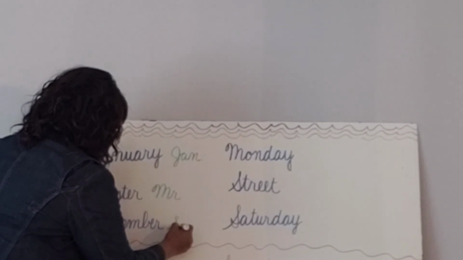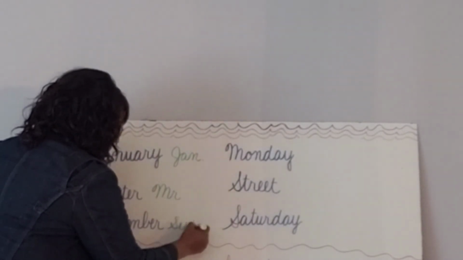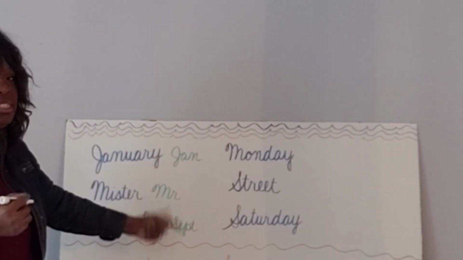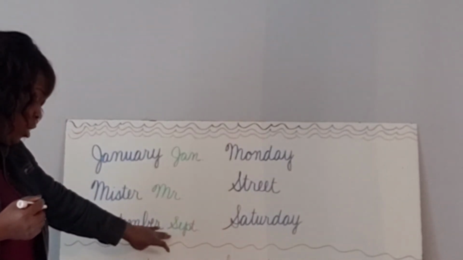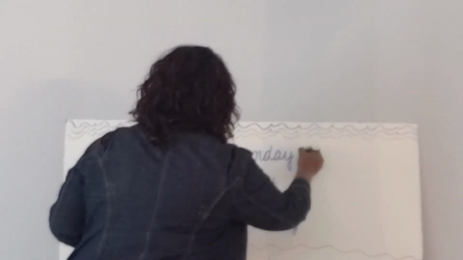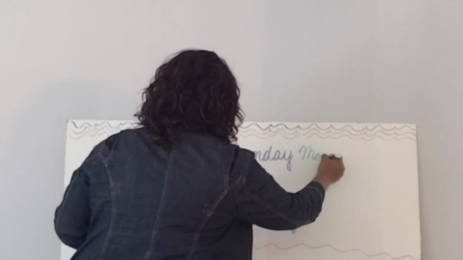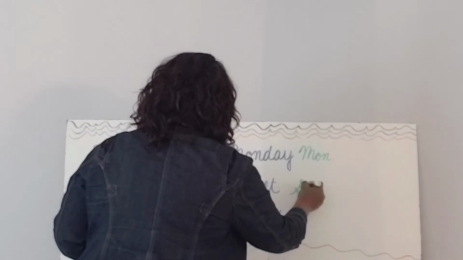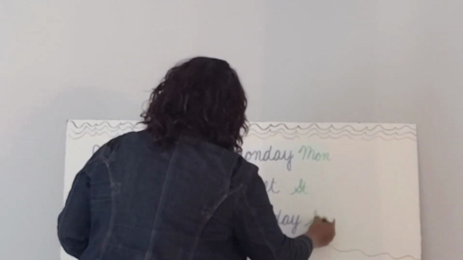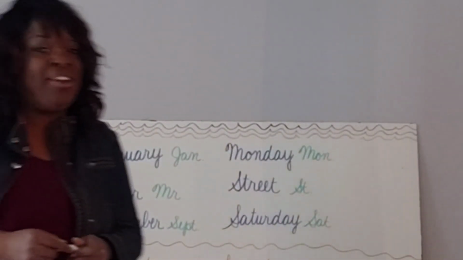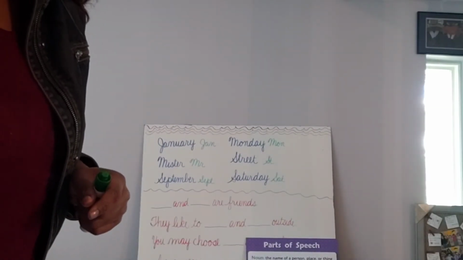Then September, capital S-E-P-T period. If you put capital S-E-P period, that's fine, but this is more of what would be correct. Then Monday, capital M-O-N period. You all got that, I know, right? Street, capital S-T period. And then Saturday, capital S-A-T period. Did you get those? I knew you would. So definitely review and make sure that you remember each of those, because those are important.